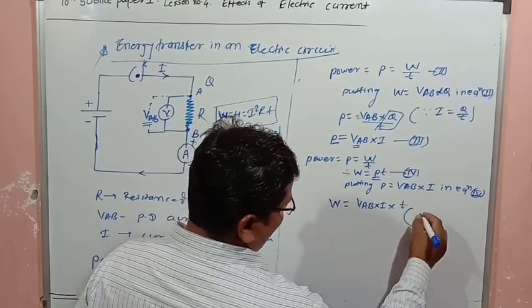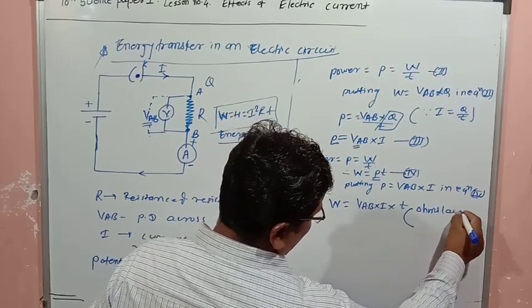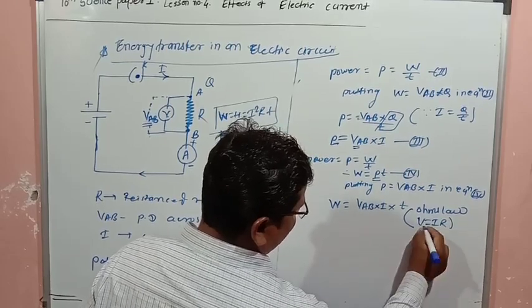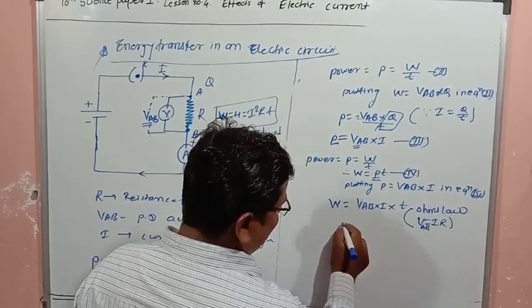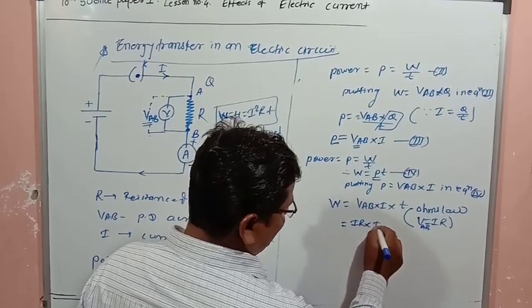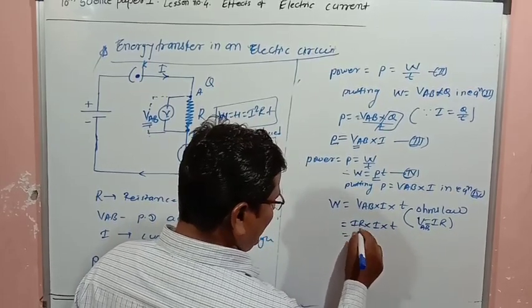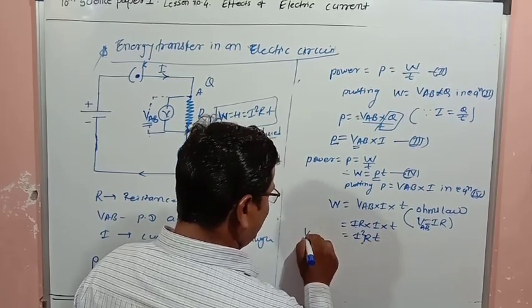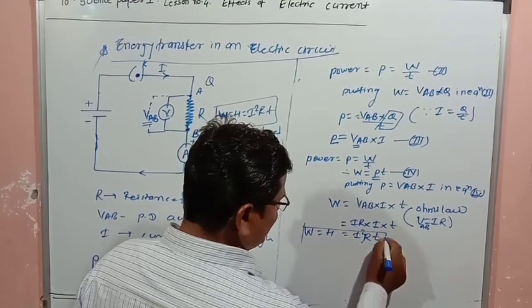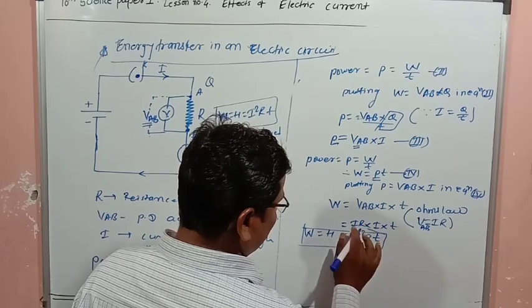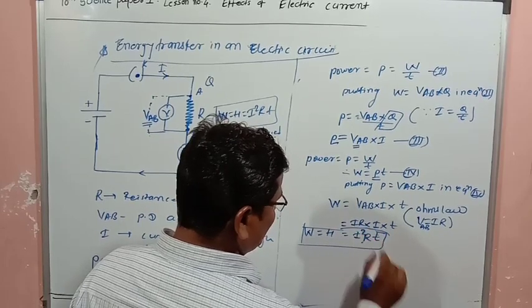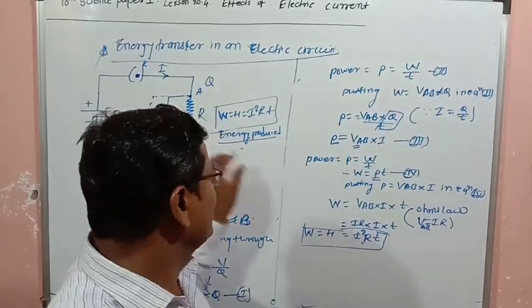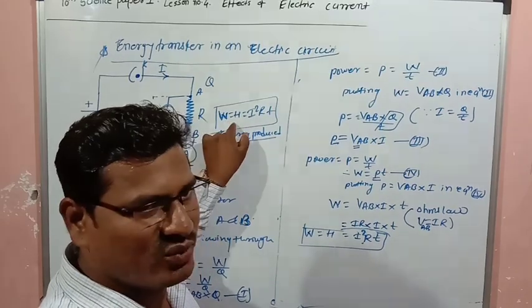Again we know Ohm's law. What is Ohm's law? V is equal to IR. So VAB is equal to IR, you can put. So W is equal to IR into I into R into T, so I square R into T. So W is equal to H is equal to I square RT. So this is Joule's law of heating. W means work done, and work done means heat produced when charge flows from A to B.